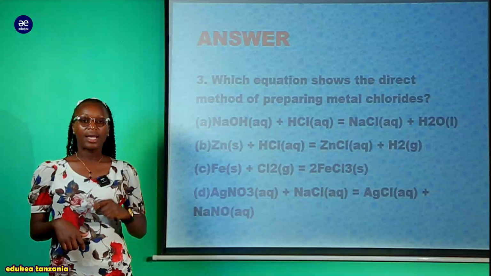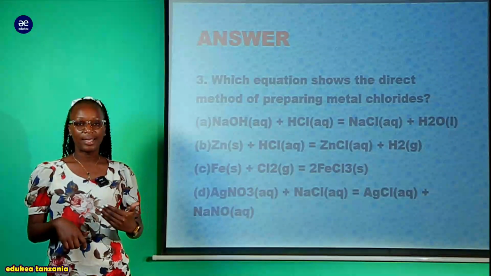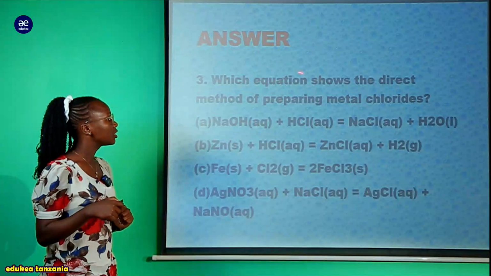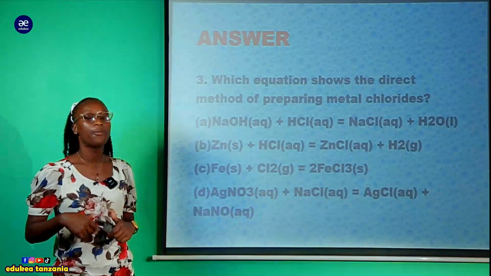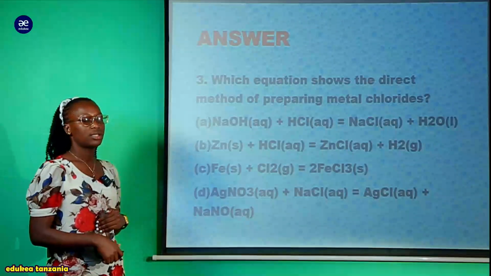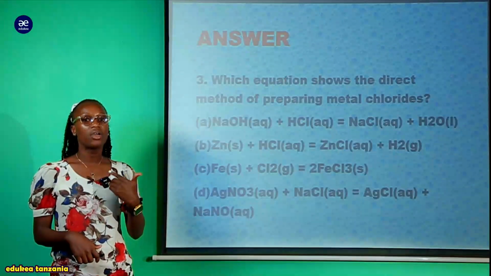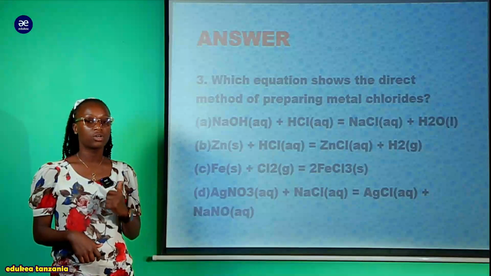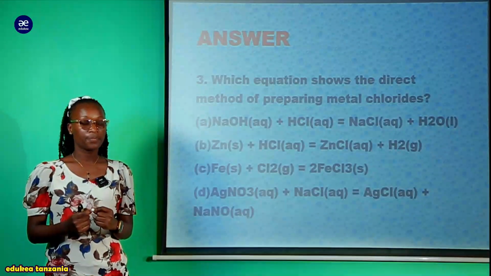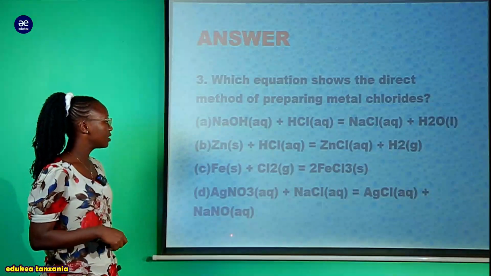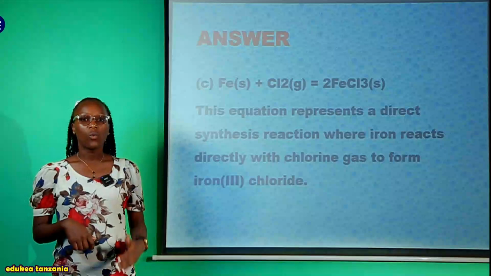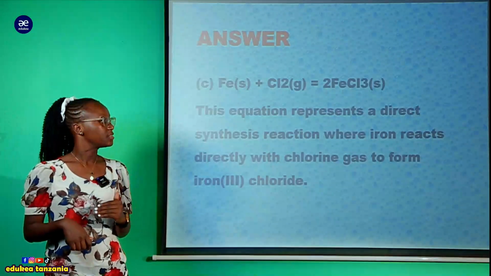But now you are supposed to look according to your question. The question has told you: which equation shows the direct method of preparing the metal chloride. So between the given ones, you have to choose only one which confirms the preparation of the metal chloride by using the direct method. So here our answer between these alternatives is C. Why C? I will explain it for you.